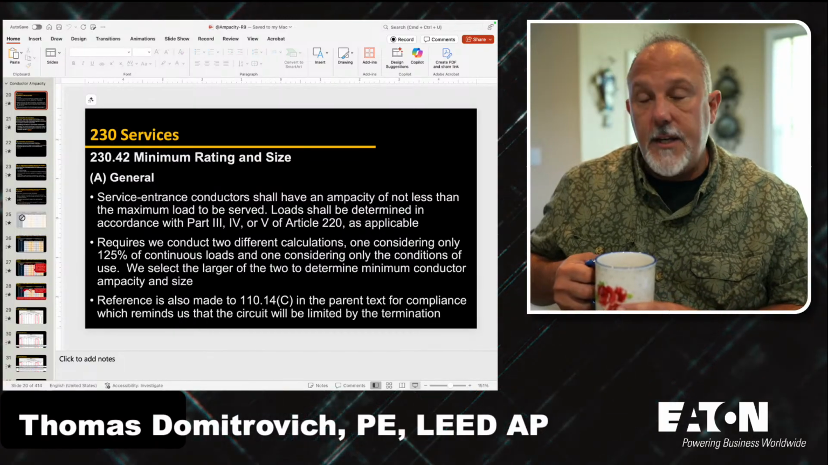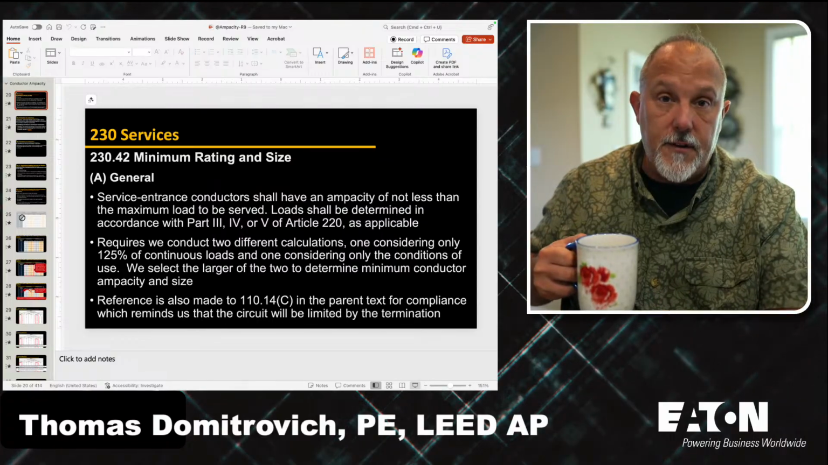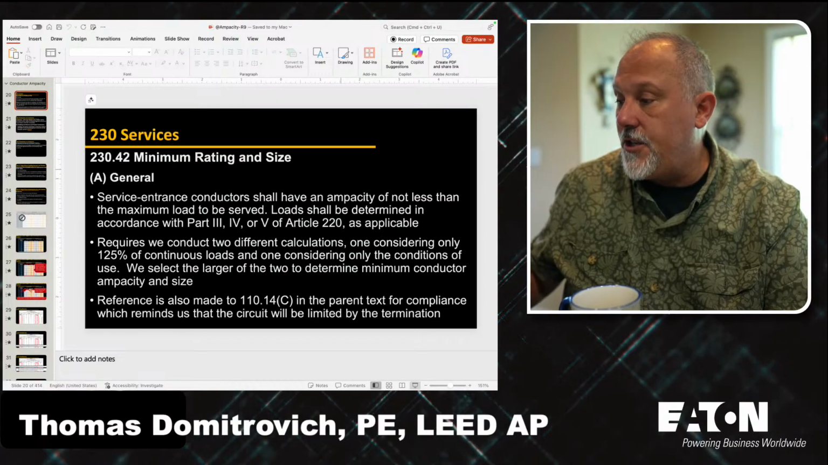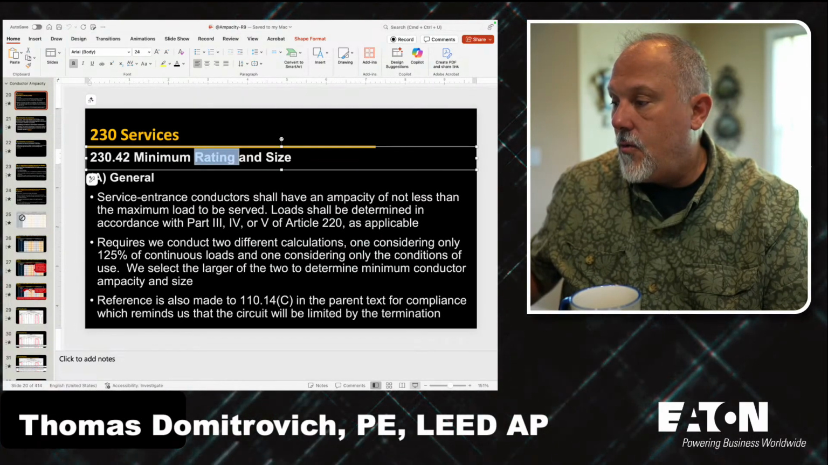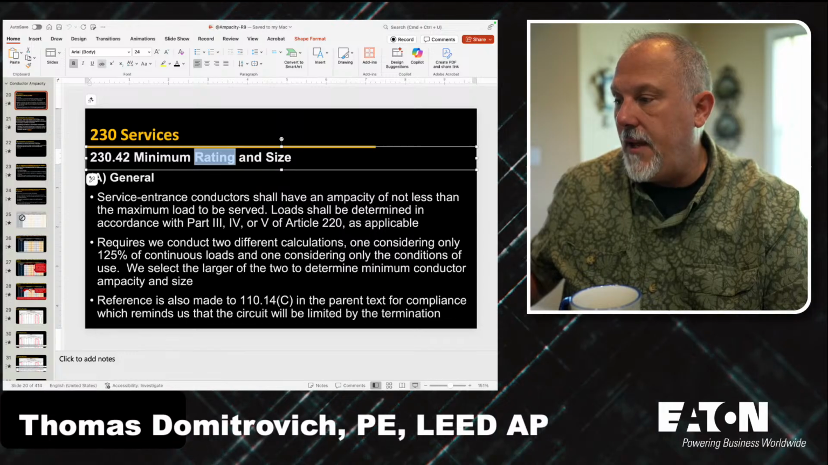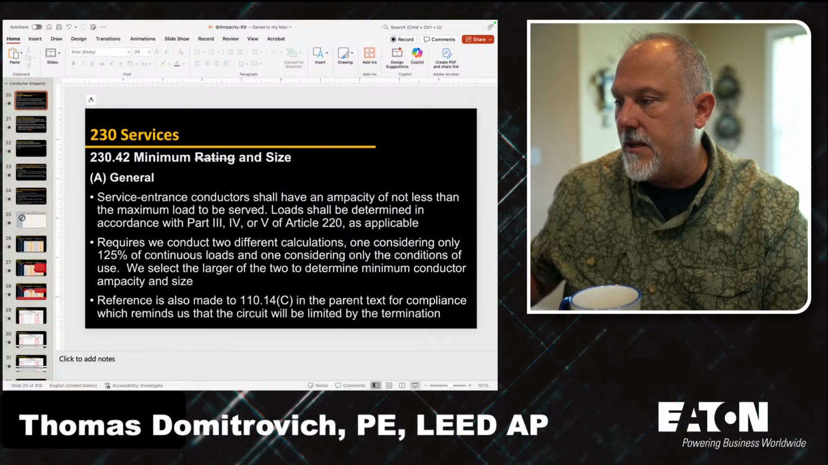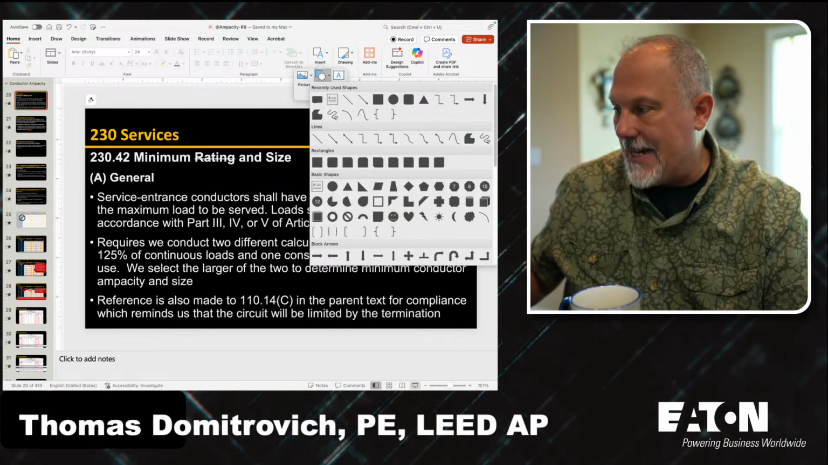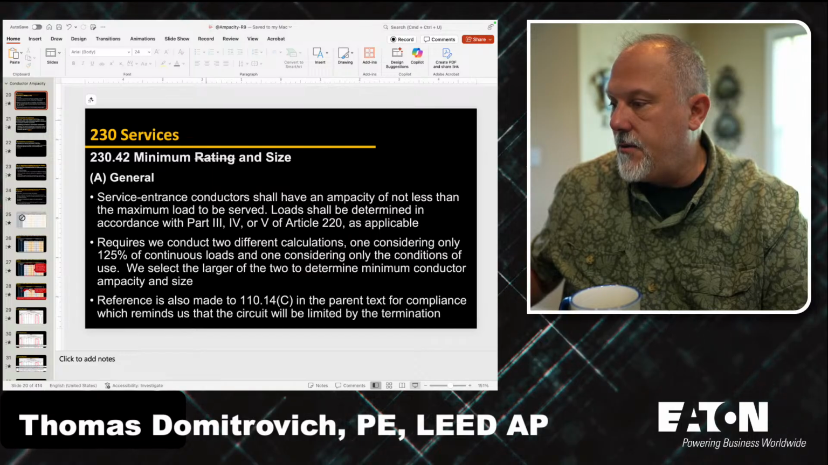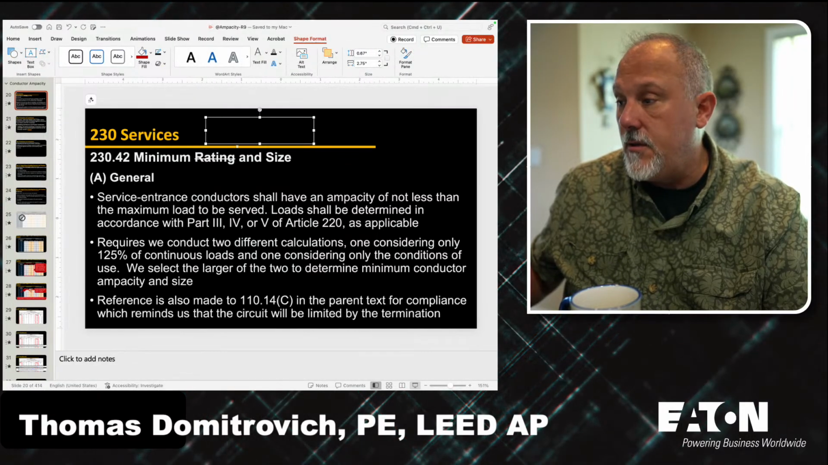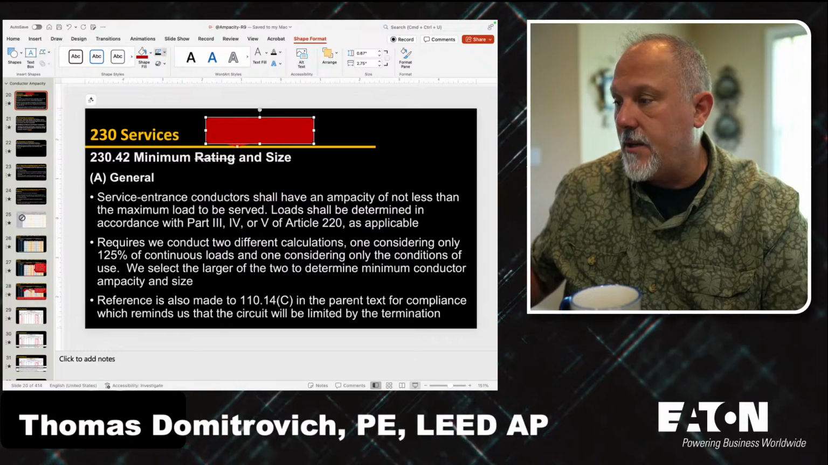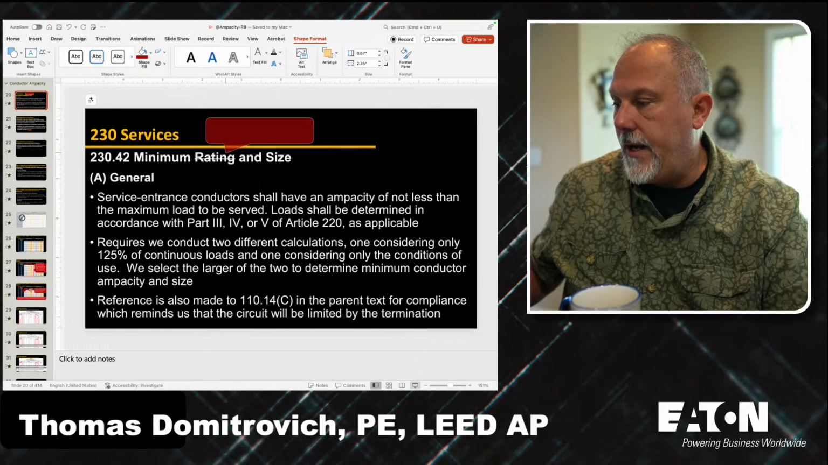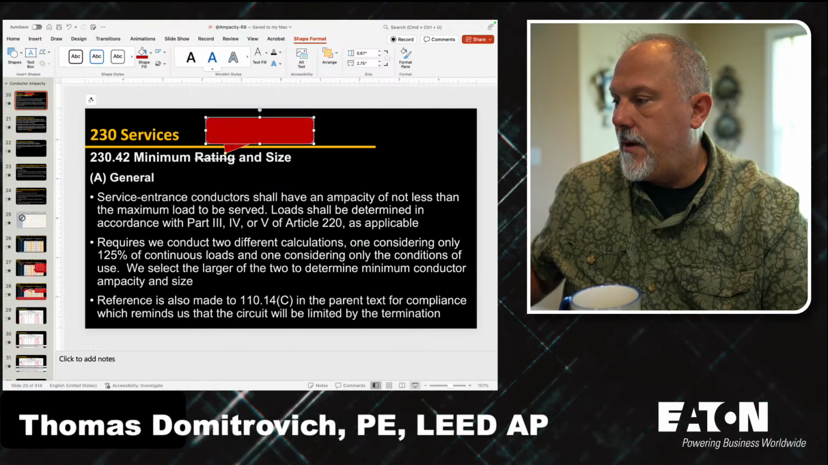So let's take a look at 230.42, which is going to be a key code reference for us. It is titled minimum rating and size. So I have one issue right now I can see. Rating is a bad word when it comes to conductors, because conductors don't have a rating. They have an ampacity. So this is going to have to be a code change. I'm going to have to make a code requirement change. 100% rating. And let me put it in white.